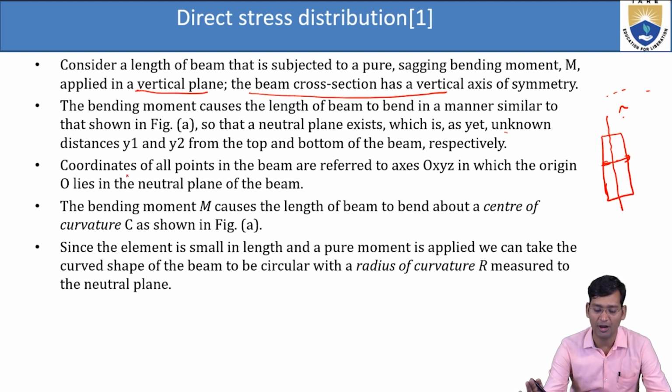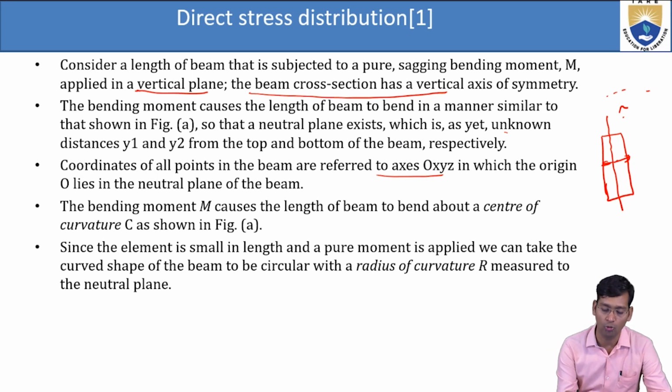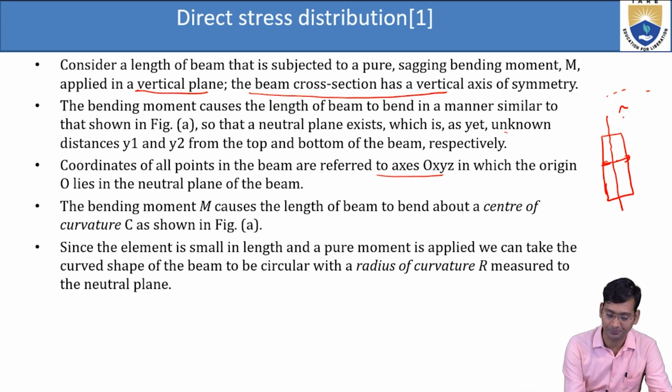Coordinates of all points in the beam are referred to axes O, X, Y, Z. O is the origin and X, Y, Z are the axes. That's why it's plural. So in the X, Y, Z coordinate system, O is the origin, which lies in the neutral plane of the beam.